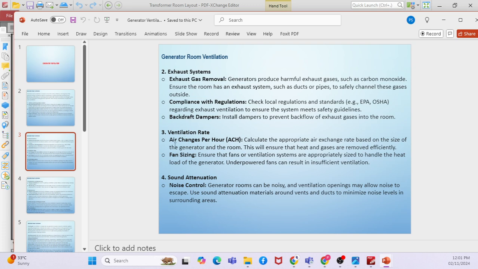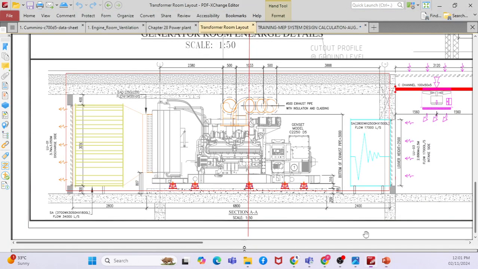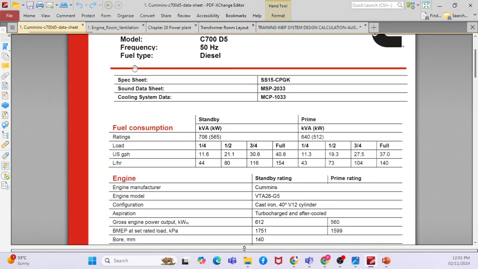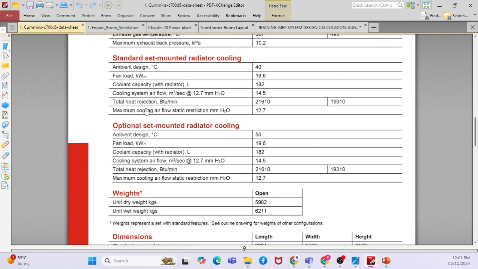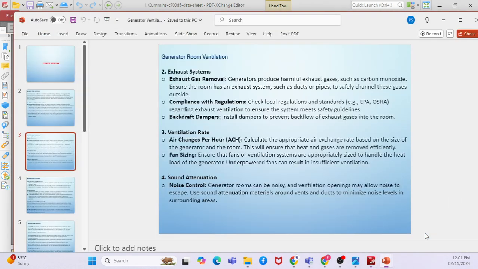Then you have the ventilation rate. When you do the calculation for the ventilation rate, there are different methods. Either you can do it based on the ACH method or based on the heat. Fan sizing ensures that the fan or system is appropriately sized to handle the heat load of the generator. When you go to the generator catalog, you will find the total heat rejection required for the generator, how much heat the generator produces, right? So you have to have proper heat rejection based on that particular heat generated by the generator, right?